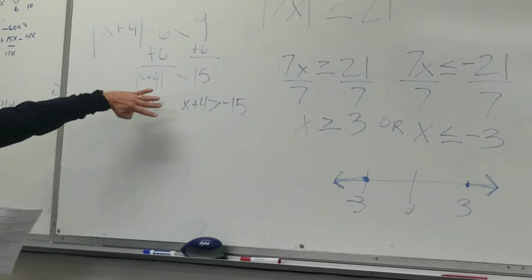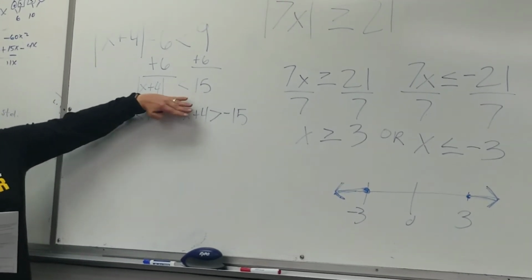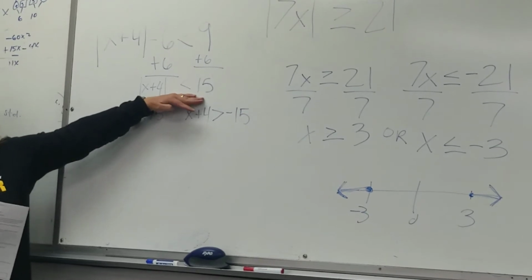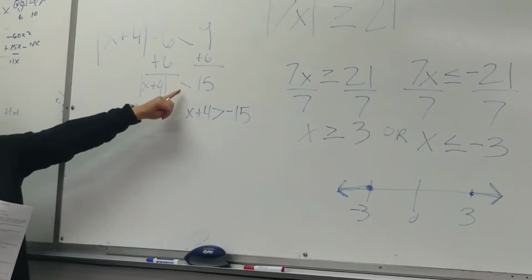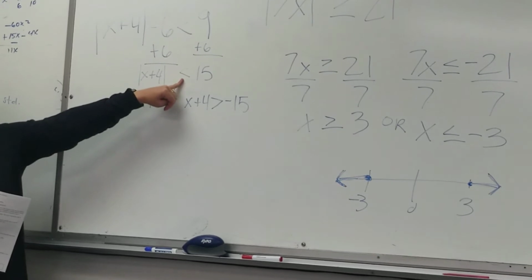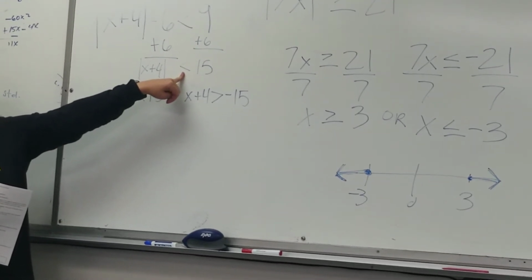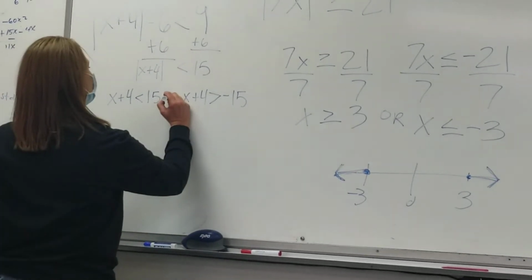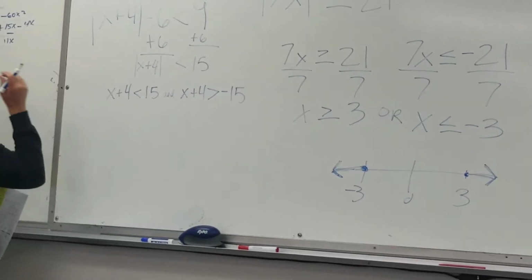From the absolute value, looking at this, am I going to have an and or an or? Less than, what is it, Danny? And. Less than and. Okay, so I'm just going to write this here to help me remember that.